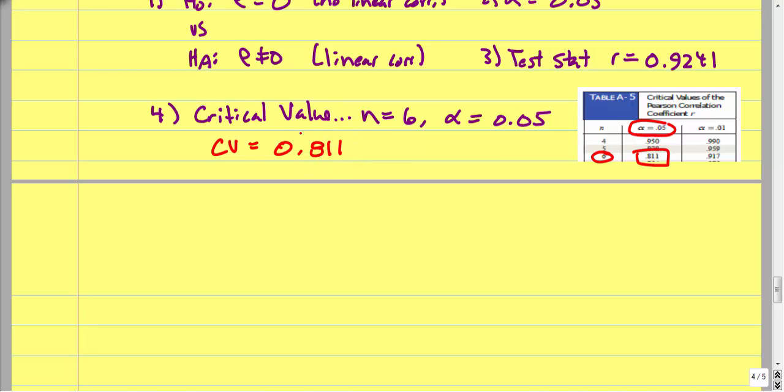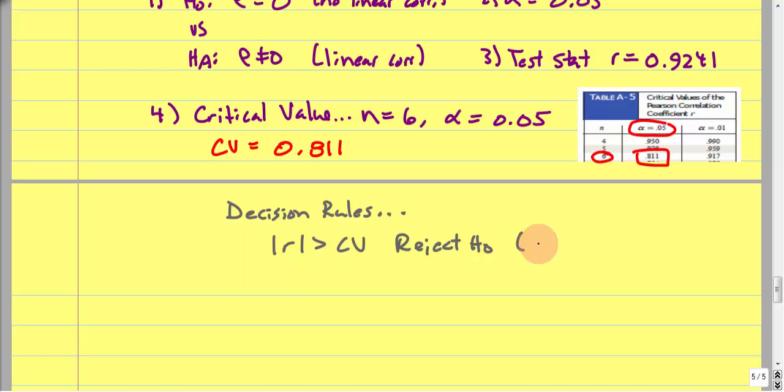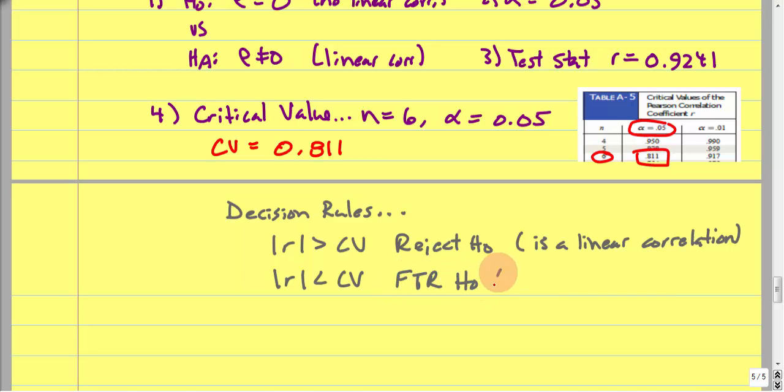So let's go ahead and talk about our decision rules. If the absolute value of R is greater than my critical value, I'll reject H0. And if I reject H0, that means there is a linear correlation. Now, if the absolute value of R is less than my critical value, I'll fail to reject H0, and then there is no linear correlation. Okay?